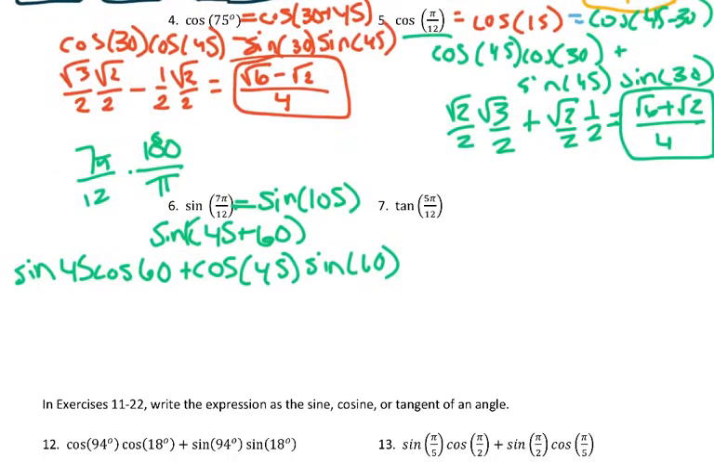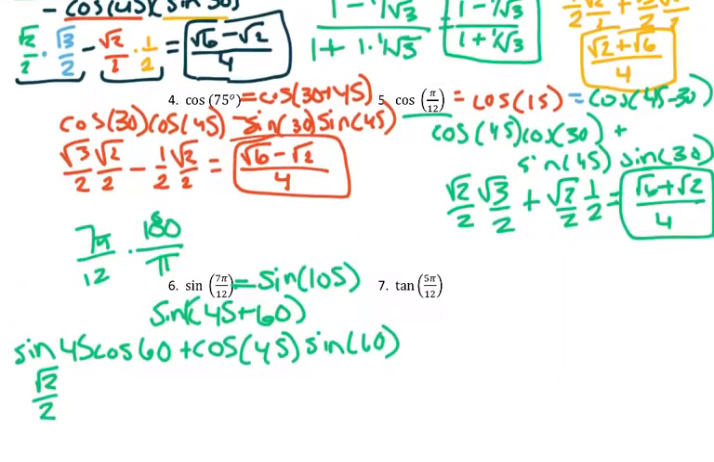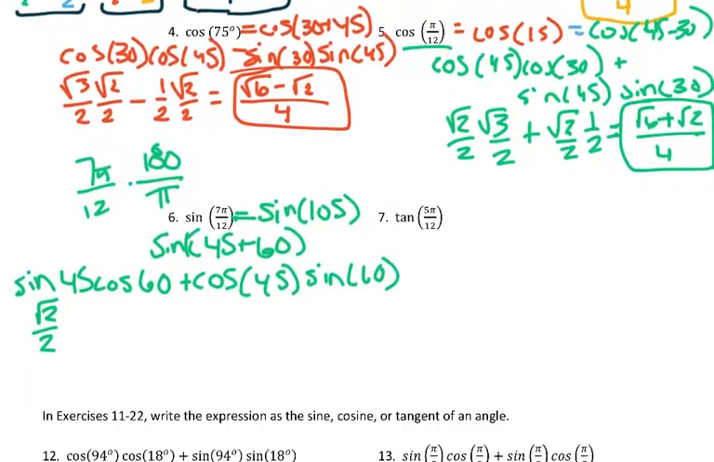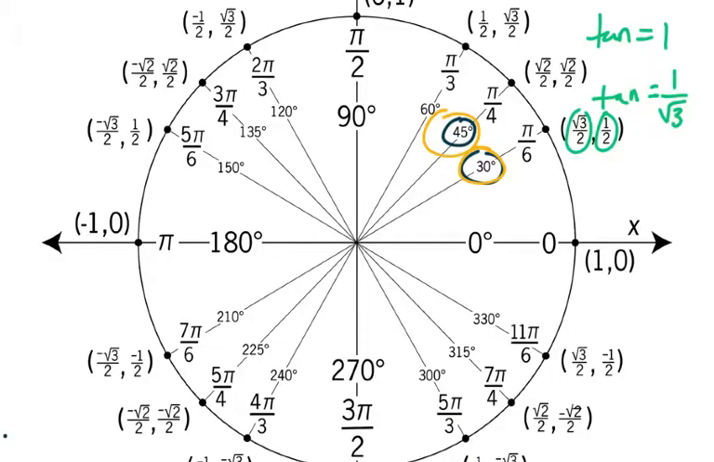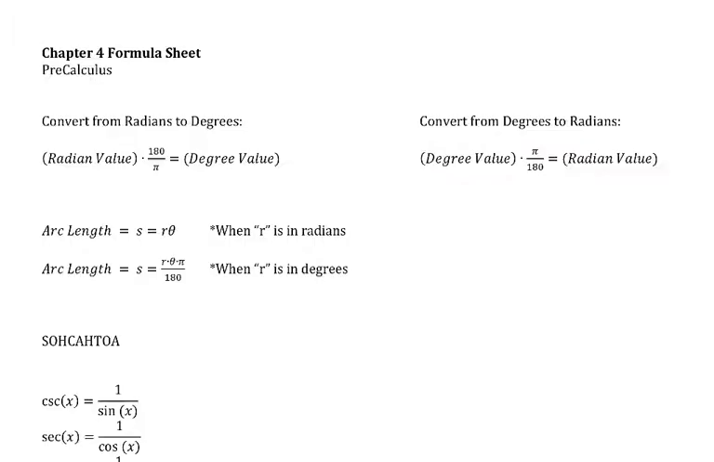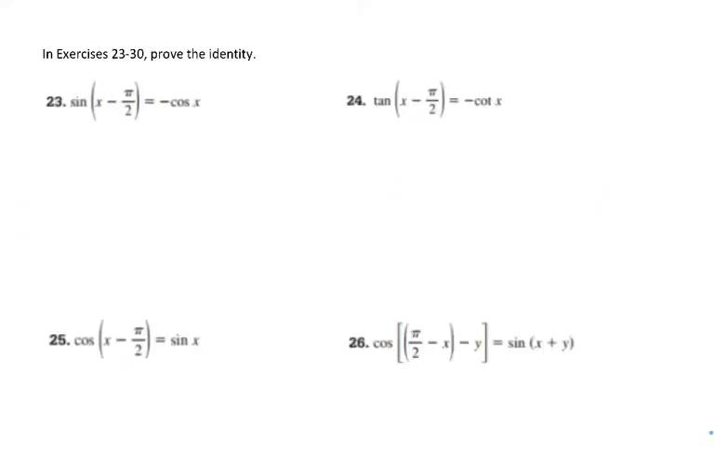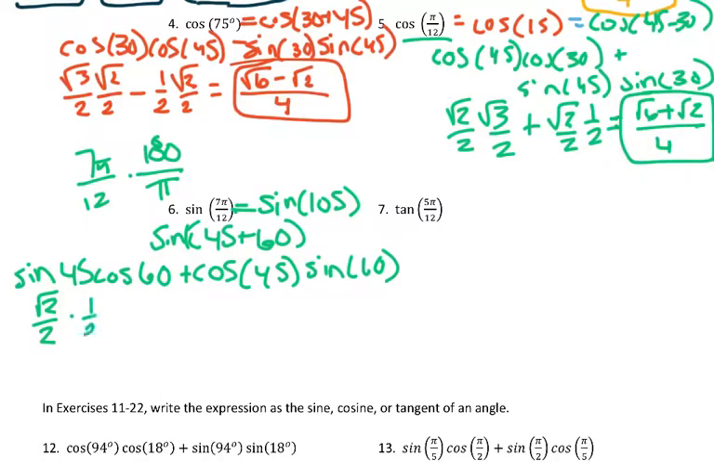So let's see, sine of 45 is square root of 2 over 2. Cosine of 60, we haven't really come across much yet. So cosine of 60 is the x value, is a half. And then cosine of 45 is square root of 2 over 2, and sine of 60 was square root of 3 over 2. So putting all those together, square root of 2 plus square root of 6 over 4.